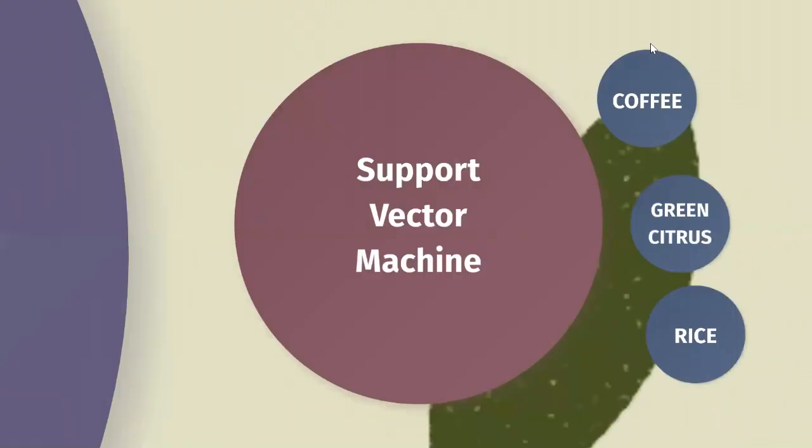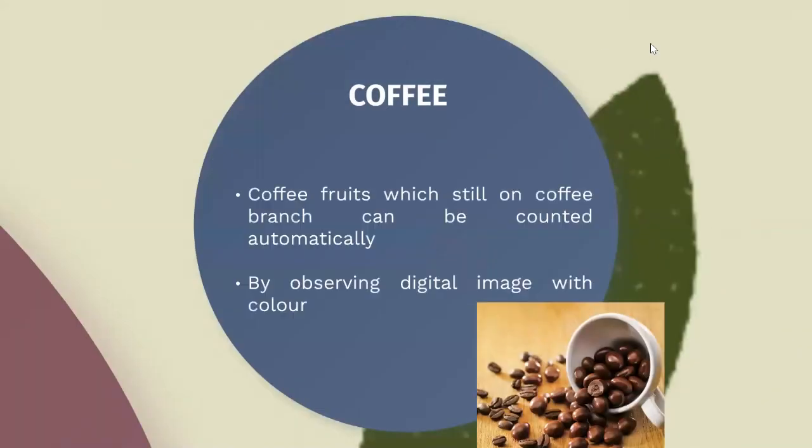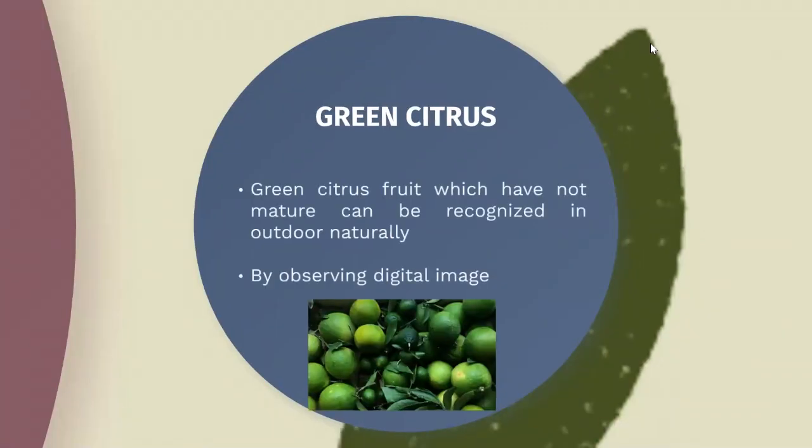The first one is support vector machine. By using this model, coffee fruits still on the coffee branch can be colored automatically. This can be done by observing digital images with color. Besides, green citrus fruits which have not matured can be recognized outdoors naturally. This can be done by observing digital images.